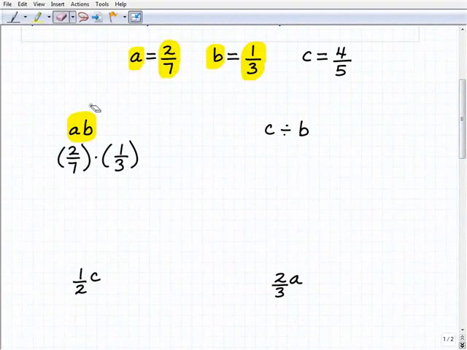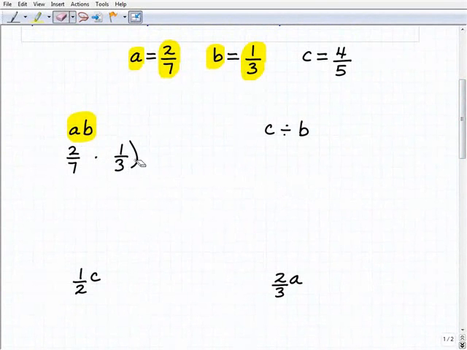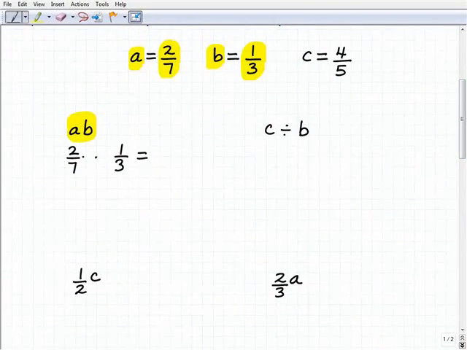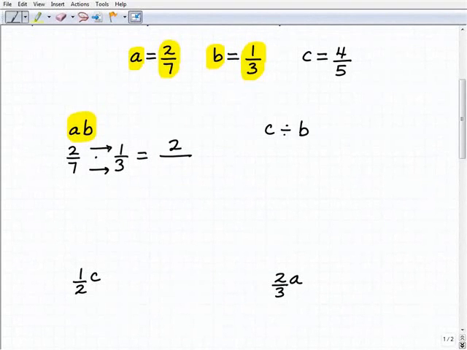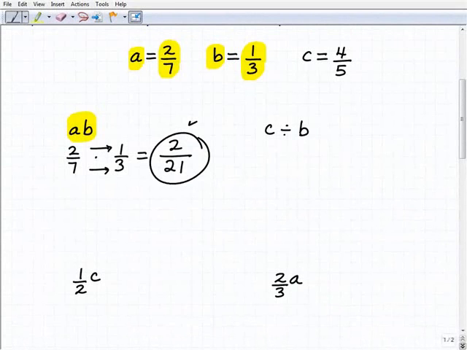Okay, so let's go ahead and drop the parentheses now. And this just turns into a basic fraction problem. So we're going to multiply 2/7 times 1/3. So we're going to multiply the numerators and the denominators. So 2 times 1 is 2, and 7 times 3 is 21. Okay, and that's as simple as it's going to get, and that's it. So AB is equal to 2/21.